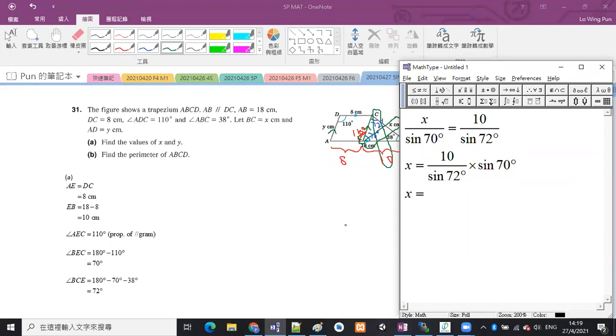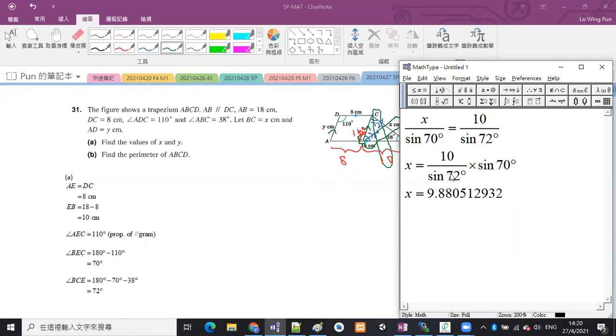Okay, and then use the calculator. Should be 9.88 something. Okay, and that is the answer of x, or you may write x as 9.88, correct to 3SF. And please notice that x does not have a unit. Okay, x itself does not have a unit.